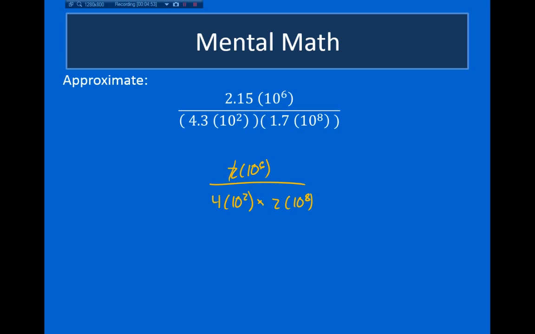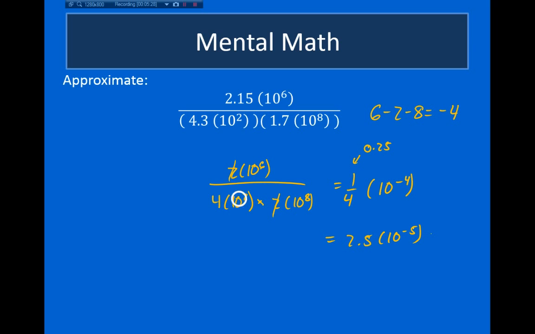Again, those two cancel. We have 1/4, because we have a 4 there. And then our exponents. We've got 6 in the numerator, we've got 2 in the denominator, and 8 in the denominator. Okay? So this is 6 minus 2 minus 8. It's going to be minus 4. So this is 1/4 times 10 to the minus 4 power, or 2.5 times 10 to the minus 5, because this is, of course, 0.25.